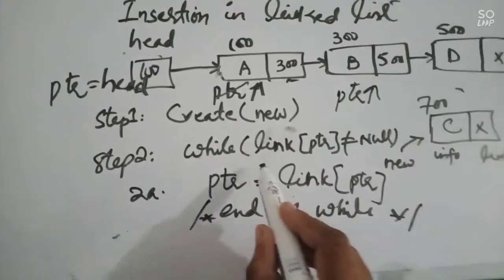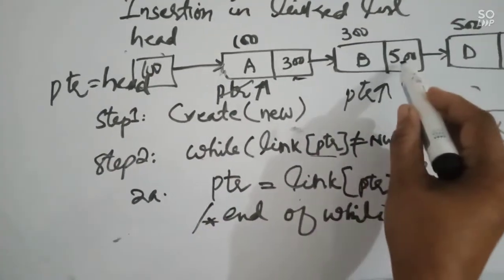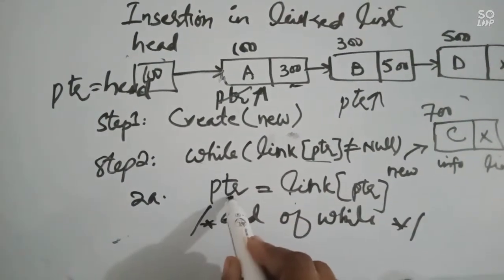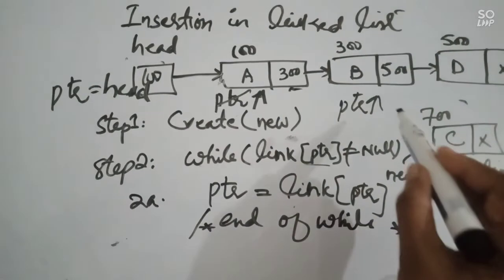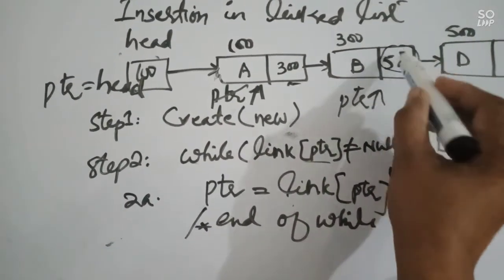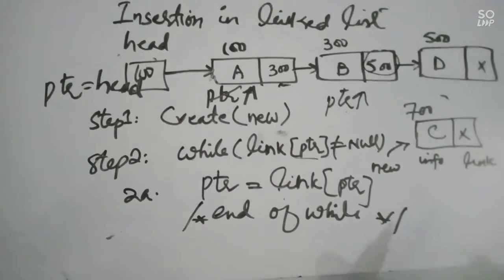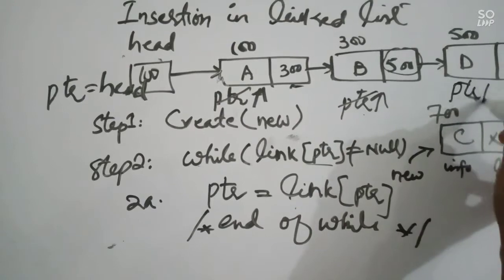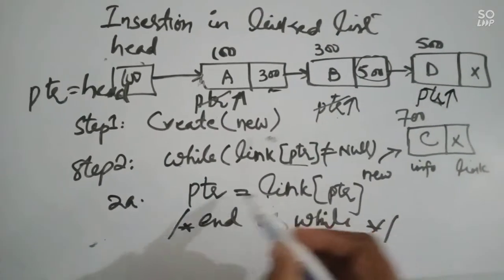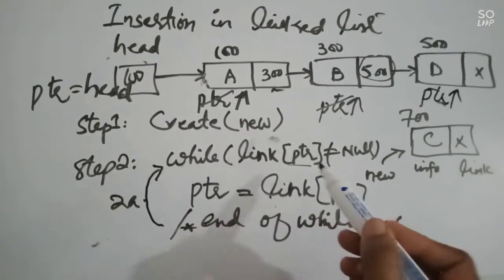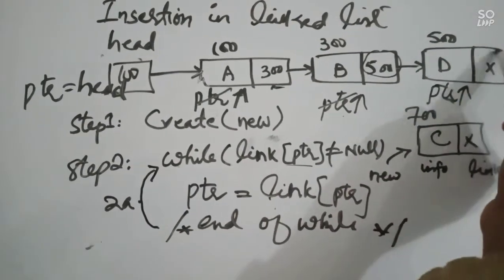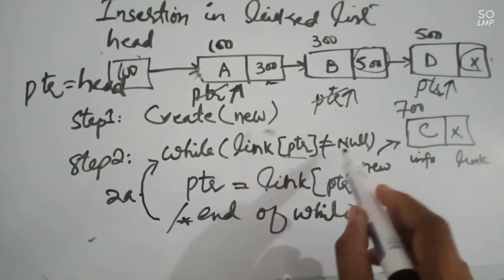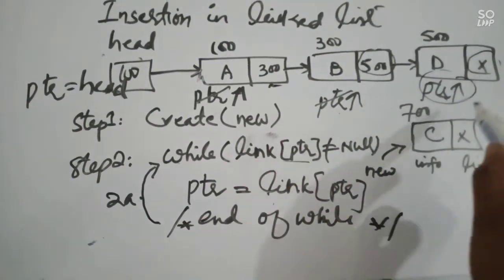Now again link of PTR is checked, which is 500. 500 is not null. So again PTR is equal to link of PTR. Now in this case 500 is assigned to PTR. So PTR will now point to this location, right? Now again the loop is checking this. Okay, link of PTR is null. Yes, in this case link of PTR is equal to null. So it means our pointer has reached the last node.